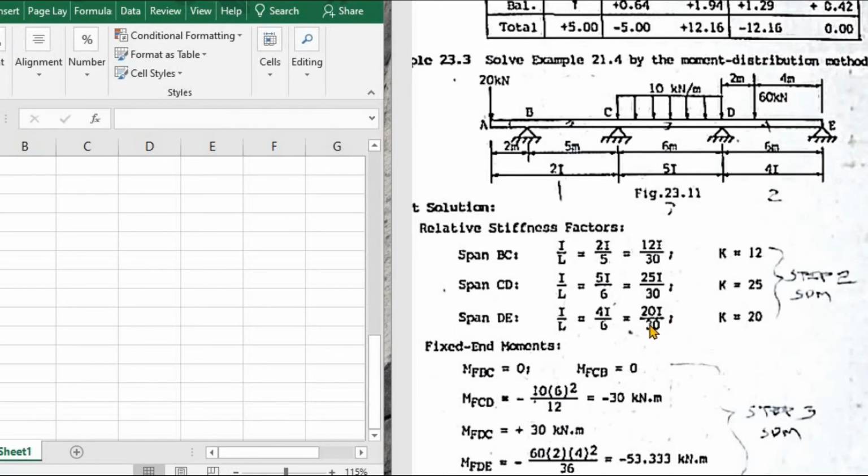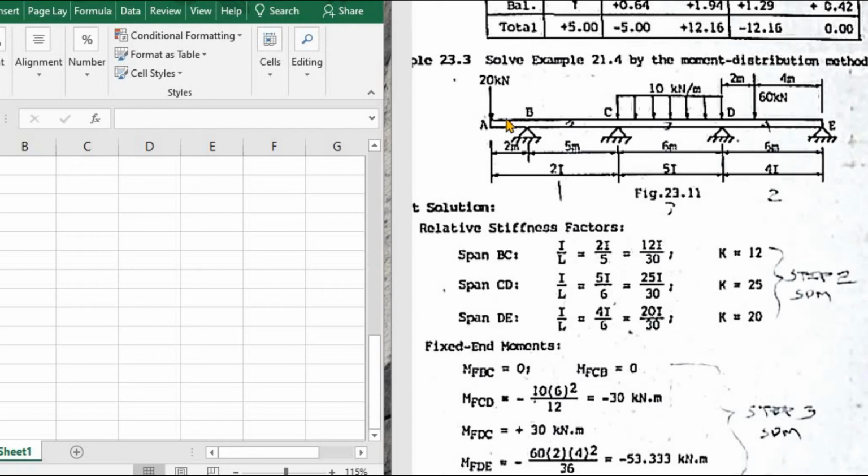Next, we proceed to fixed end moments. So, for fixed end moment BC, we have 0. And then fixed end moment CB is equal to 0. It is 0 kasi walang load dito sa section BC. But, take note na merong moment dito sa BA due to the 20 kilonewton concentrated load for this cantilever end.